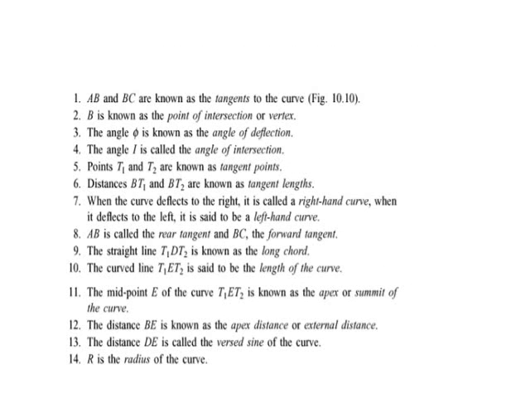Here, in the previous diagram, we have seen AB and BC are the known tangents to the curve. B is a point of intersection, or we are going to call it a vertex. The angle phi is known as the angle of deflection. Angle I is called the angle of intersection. The points T1 and T2 are known as tangent points, and the distances BT1 and BT2 are known as tangent length.